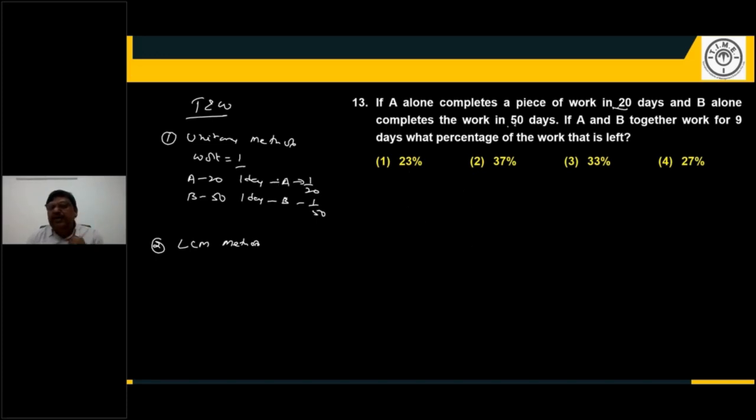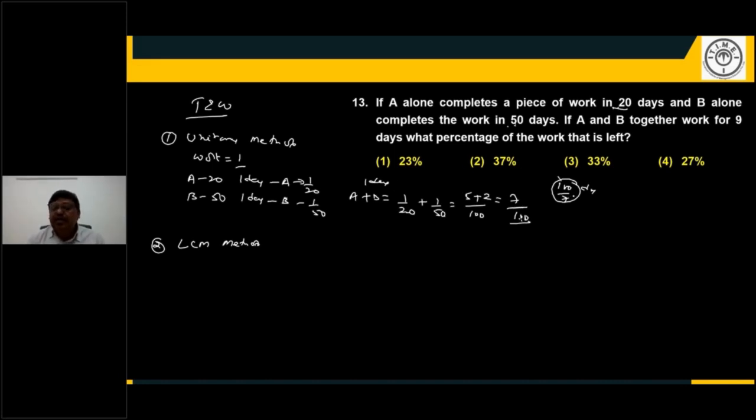If they work for 1 day, how much work is done by both A and B? We will say 1 by 20 plus 1 by 50 in 1 day. The LCM is 100: 25 is 100, 50 is 100. So you can say 7 by 100th work is done in 1 day. If I ask you how many days the entire work will be done, you will say 100 by 7 days. 1 day's work is 7 by 100, so the number of days is 100 by 7.